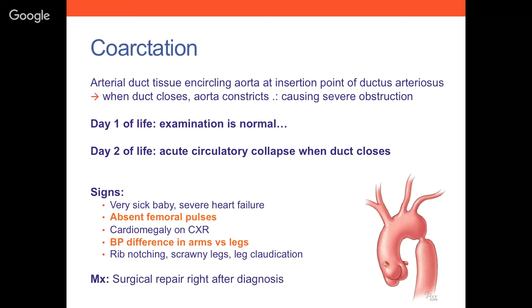They can get severe heart failure. They have absent femoral pulses. They can also get cardiomegaly just from the backflow. And if these kids end up growing older, they get a blood pressure difference in their arms and their legs. They get rib notching, they get really scrawny legs and leg claudication, and usually do a surgical repair.